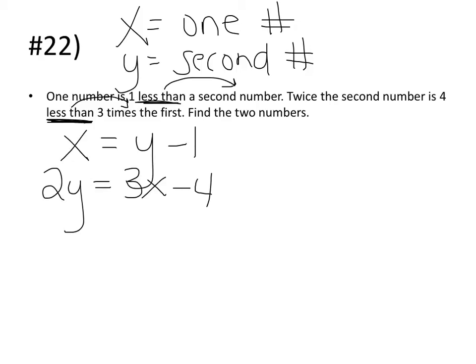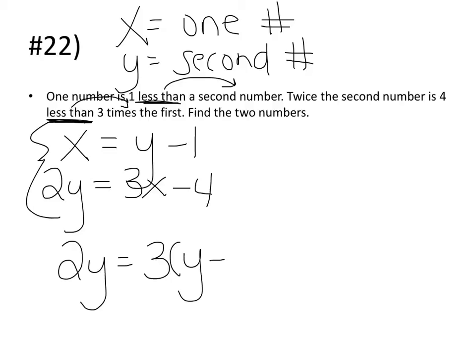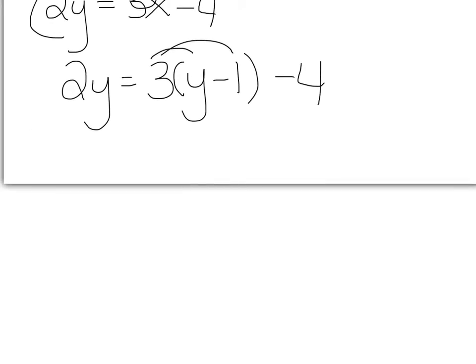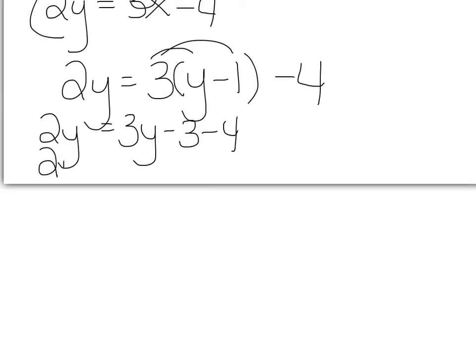And now we're going to solve this. We're going to use substitution because we have x is equal, so we're going to do, and this is our system, 2y is equal to 3, and instead of x, we're going to do y minus 1, because they told us x is y minus 1, minus 4. So distribute your 3. So you have 2y is equal to 3y minus 3 minus 4. 2y is equal to 3y minus 7.